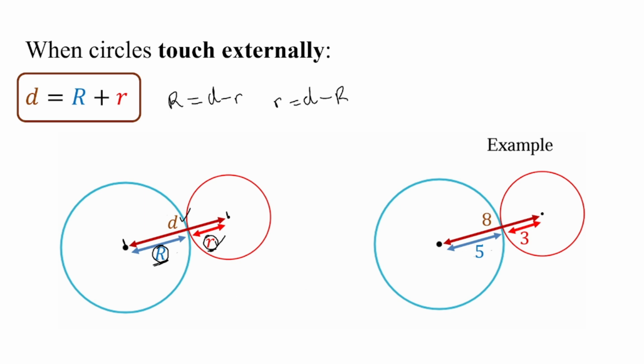This is a good example here. We have the larger circle having a radius of 5 and the smaller circle having a radius of 3. If we add these two radii, we get the distance between the centers, which is 8.